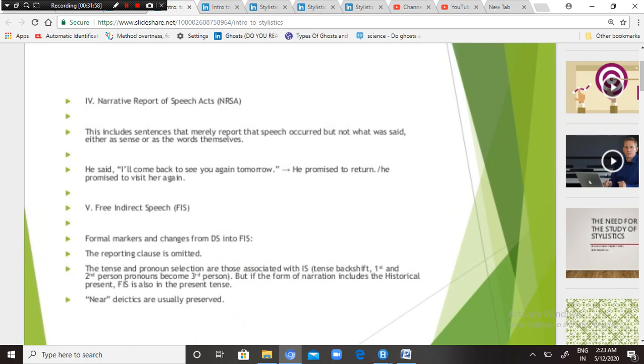He said, "I will come back to see you." Okay. So he said, "I will come back to see you again tomorrow." He promised to return, his promise to visit her again. Formal marks change from DS into FIS. The reporting clause is omitted.